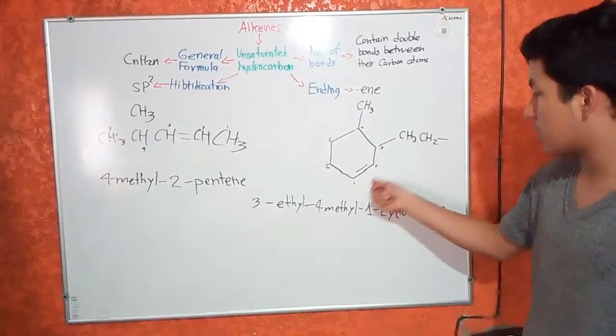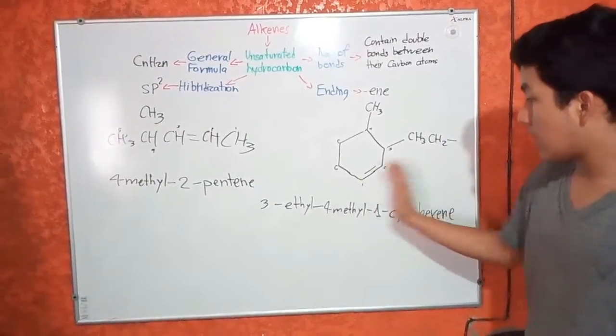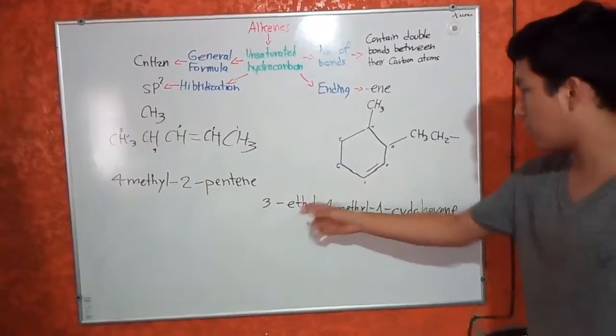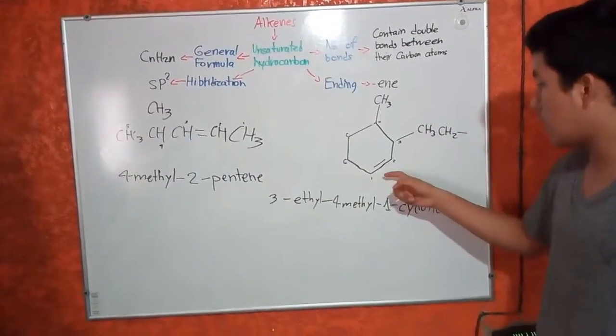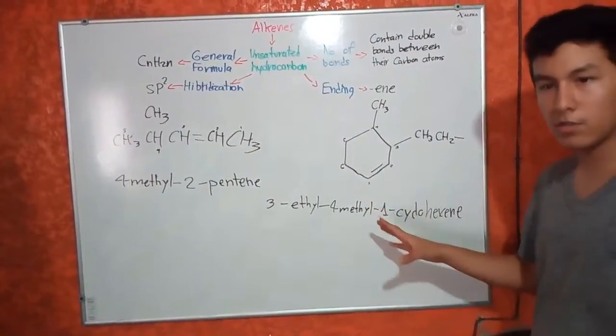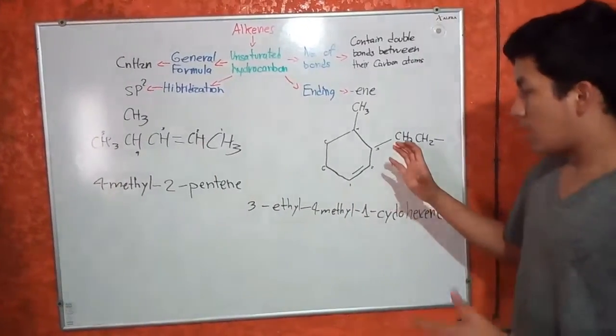In this case, we must start counting to decide how we are going to obtain the position of each one of these substituents, or well, the range of these substituents where they are going to be found a little shorter.